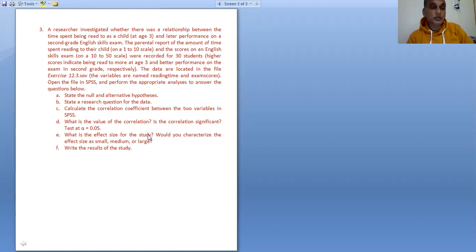And finally, to write down the result of the study, we'll say this way: there is a significant relationship between the time spent being read to as a child at age 3 and later performance on a second grade English skill exam by the same child, r(28) = 0.518, p = 0.003. So that's the answer, and that's how we have to write the results.